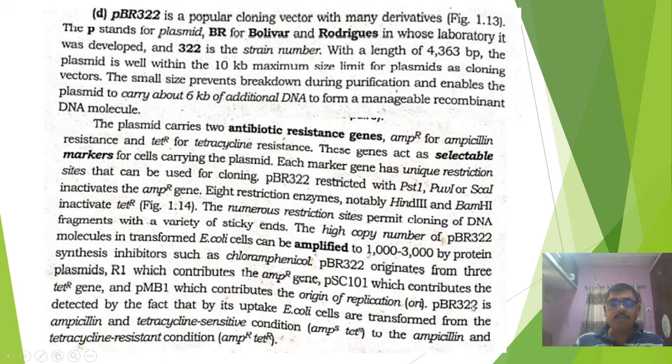Then pBR322 is detected by the fact that upon its uptake, E. coli cells are transformed from ampicillin and tetracycline sensitive condition to the ampicillin resistant condition.